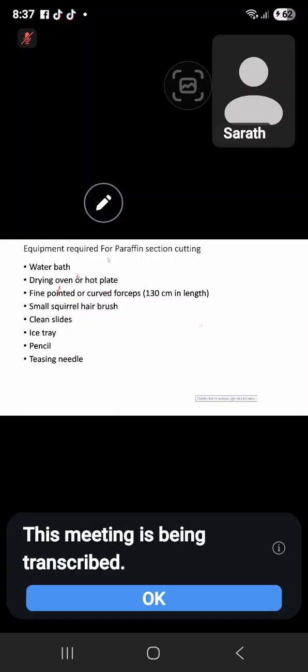So these are the equipments for the paraffin. What are the equipments required for the paraffin wax section? Water bath, drying oven, fine pointed or curved forceps, small squirrel hairbrush, clean slide, ice tray, pencil, and teasing needles.